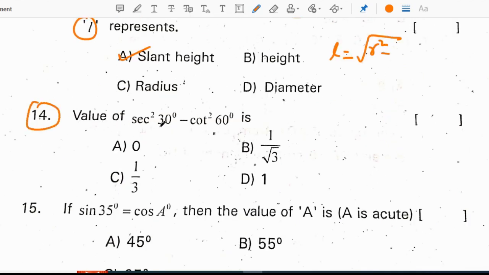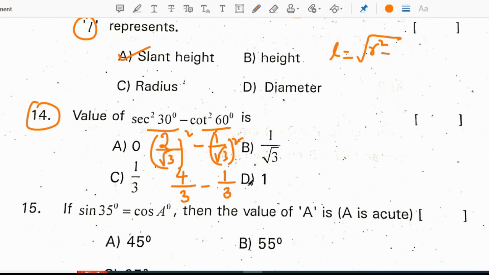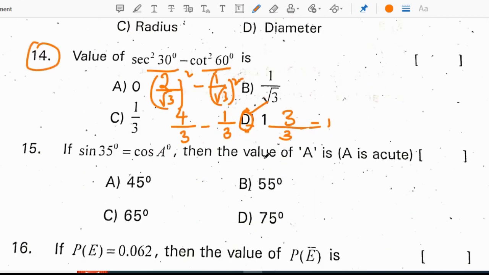14th question, find the value of secant square 30 minus cot square 60. Before finding secant square 30, we have to take the secant 30 value, which is 2 by root 3 whole square. Cot 60 value is 1 by root 3 whole square. So 2 square value is 4, root 3 square value is 3, 1 square is 1, root 3 square value is 3. So denominator is same, 4 minus 1 is 3, 3 by 3 answer is 1. Correct option for 14th question is D.